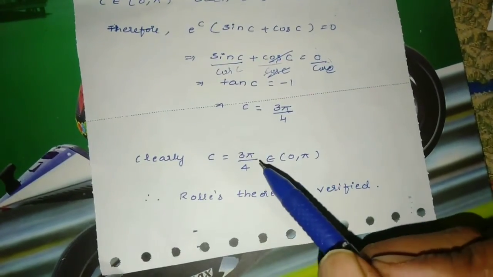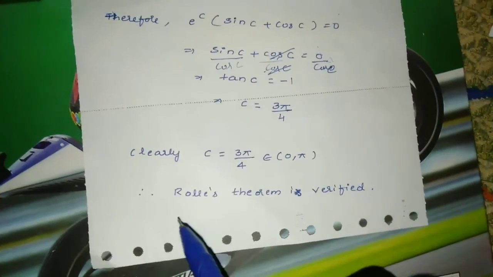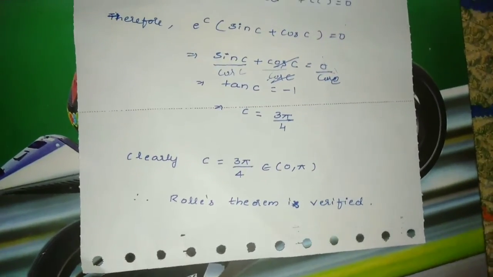Therefore, c is equal to 3 pi by 4 belongs to open interval 0 comma pi. Therefore, Rolle's theorem is verified.